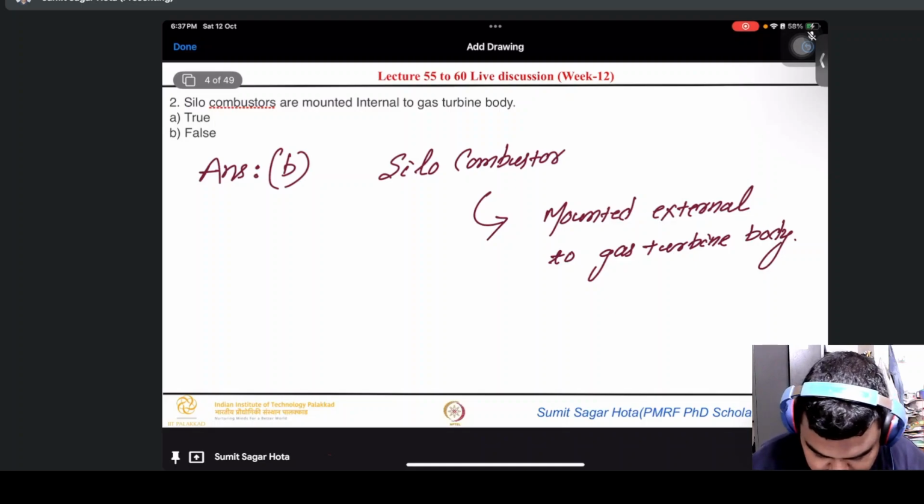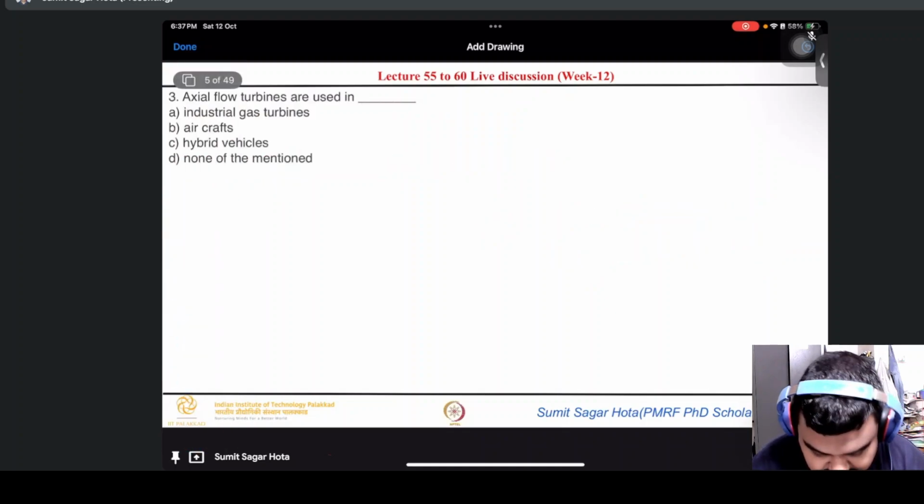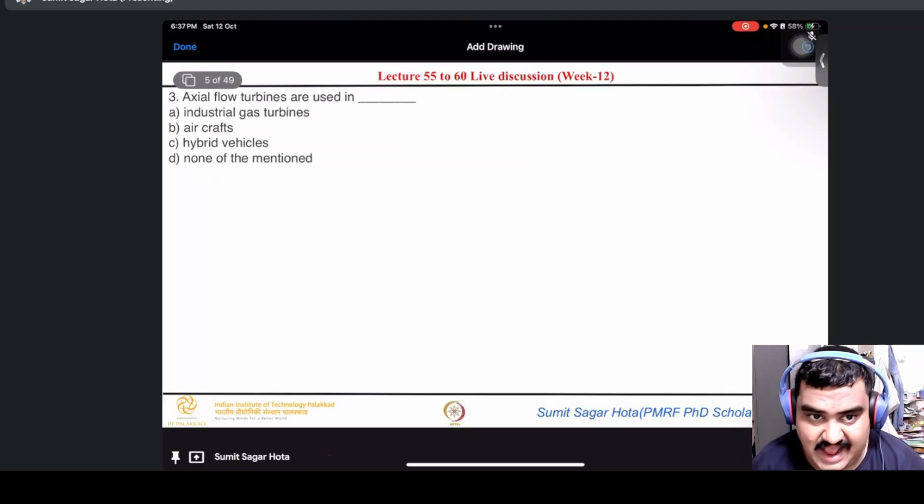Okay, so the next one: the axial flow turbines are used in dash. The axial flow turbines are used in industrial gas turbines.